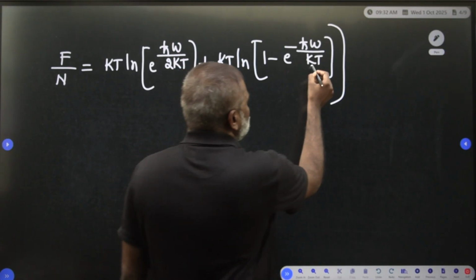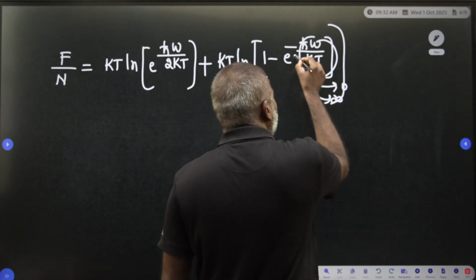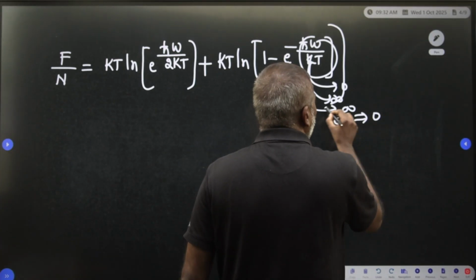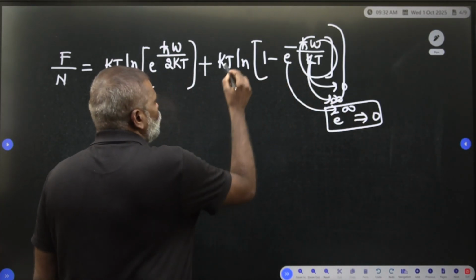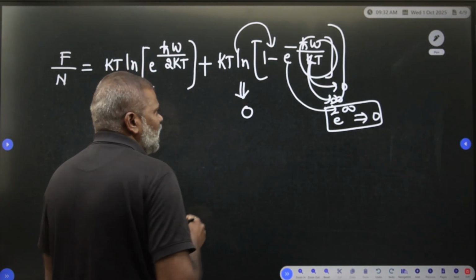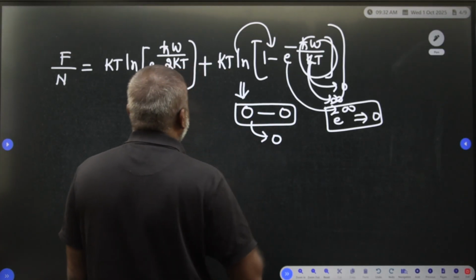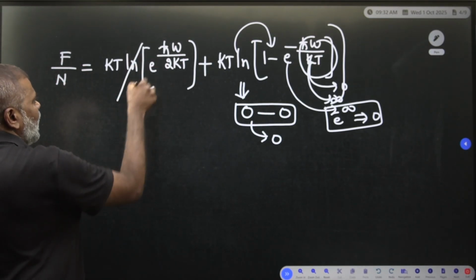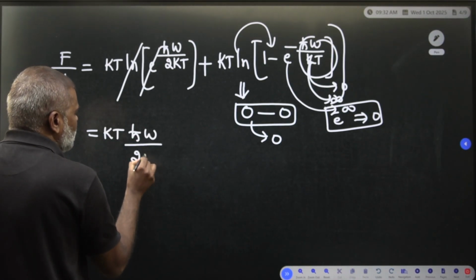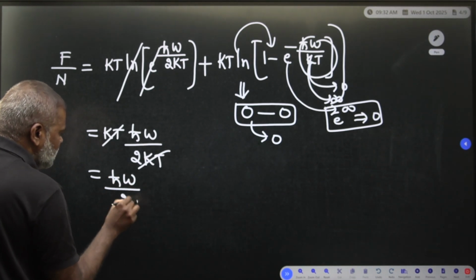But you know that kT tends to 0, something by 0, you are going to get infinity, e to the power of minus infinity, which you are going to get as 0. Now you know that ln 1 is equal to 0. Therefore, this term also is going to become 0, so this entire thing is 0. Now, the exponential and ln get cancelled, therefore kT into h cut omega divided by 2kT, kT gets cancelled, therefore h cut omega divided by 2.